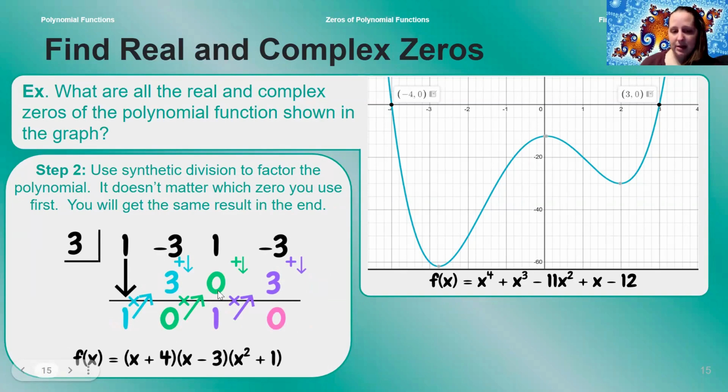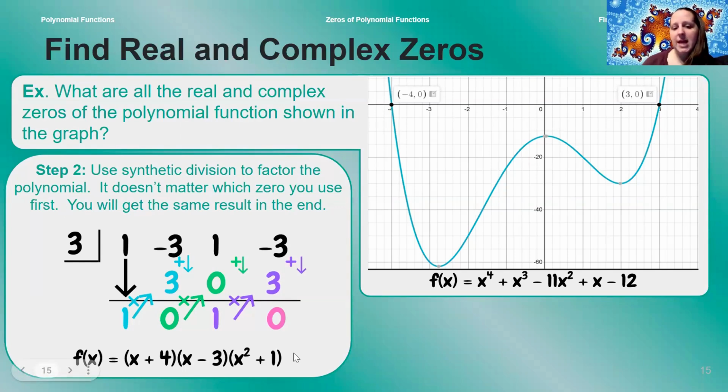0 times 3 is 0. 1 plus 0 is 1. 3 times 1 is 3. Negative 3 plus 3 is 0. So that gives me the x plus 4, again, that first zero I used. The x minus 3, the second zero I used.